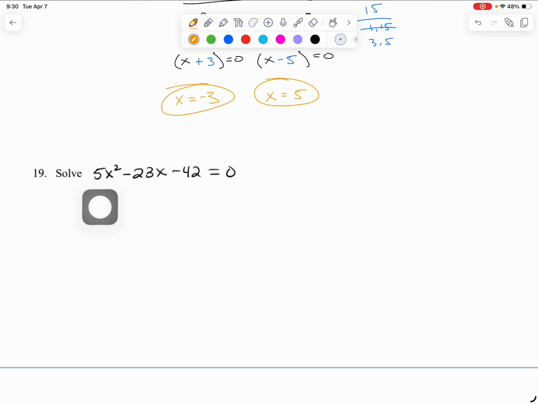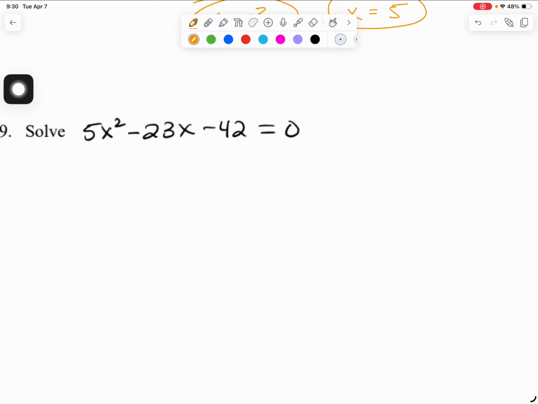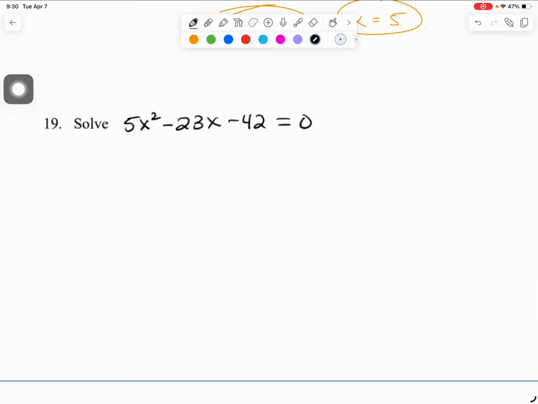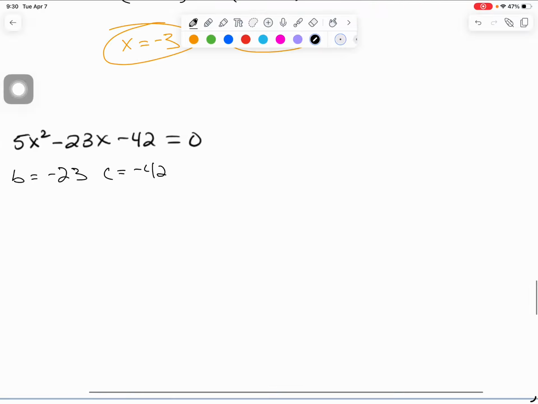All right, number 19, it's going to get a little rowdy here. Let's check it out, and let's see if we can get it right away. A equals 5, B equals negative 23, C equals negative 42.